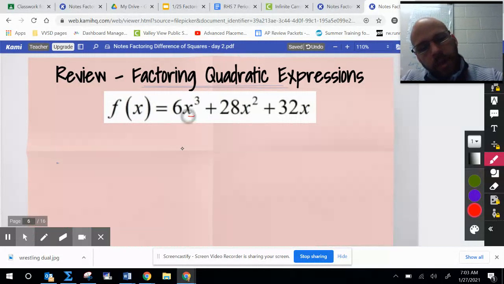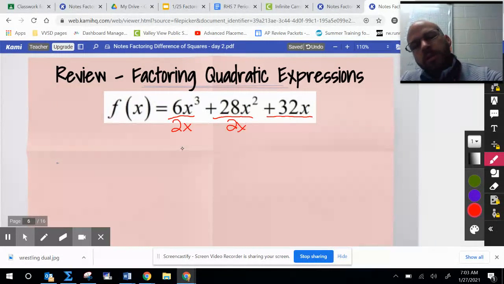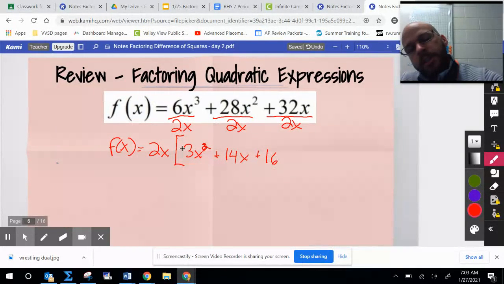But I'm going to take out my greatest common factor. The biggest number that can divide 6, 28, and 32 is 2. So I'm going to divide all of these by a 2x. So my function is going to be 2x, that's the GCF, and then 6 divided by 2 is 3x squared. 28 divided by 2 is 14x. 32 divided by 2 is 16.